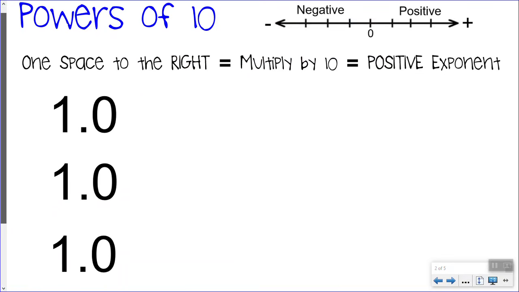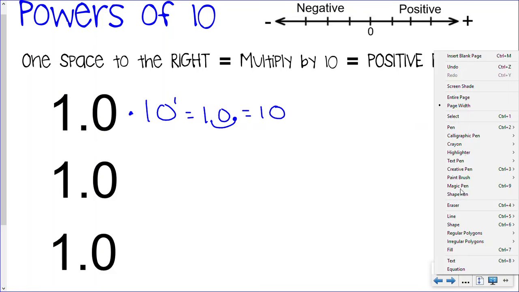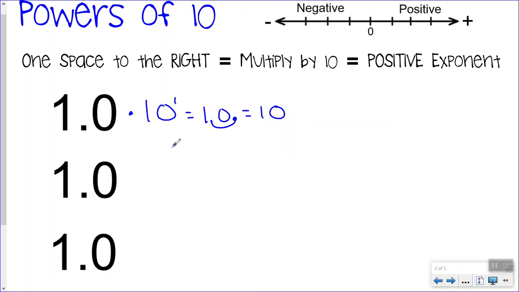If we're thinking about positive powers of 10, we're going to be moving our decimal point to the right, just like scientific notation. So if I have 1.0 times 10 to the first, I take my decimal point and I move it one space. So that's equal to 10. We get a larger number than what we started with. We can do the same thing for 10 to the second. So if I have 1.0 times 10 squared, I start with 1.0 and I move two spaces. So this is equal to 100.